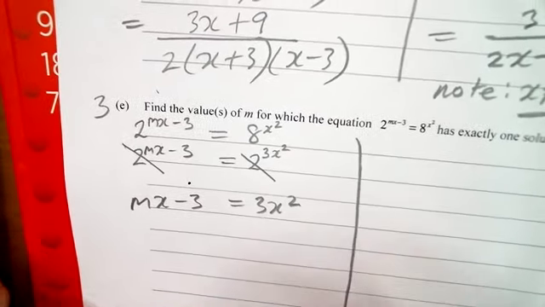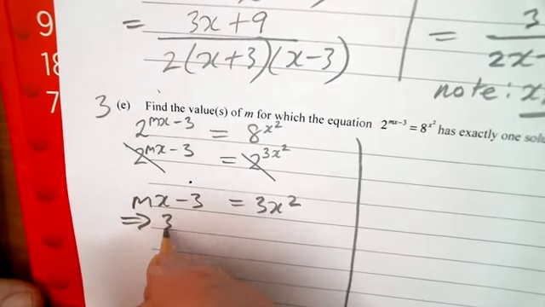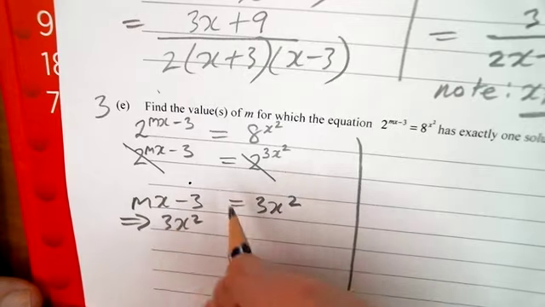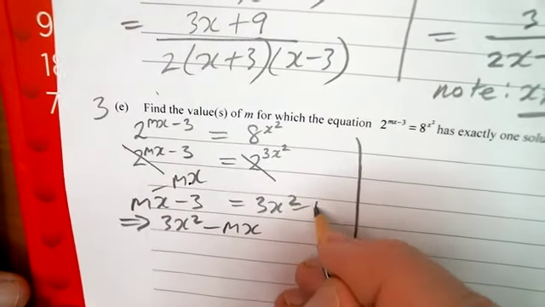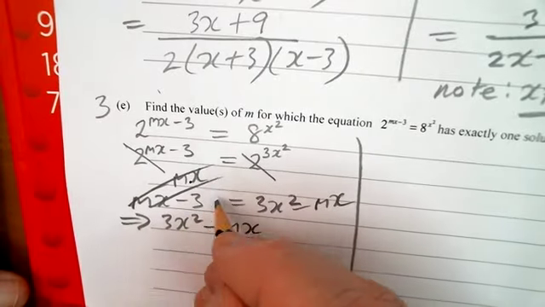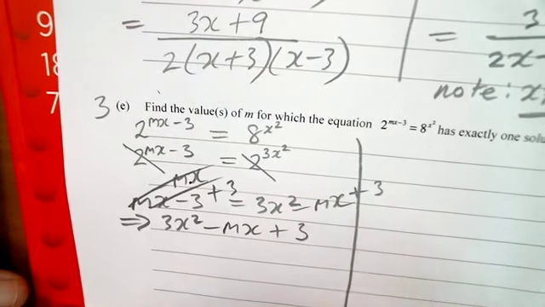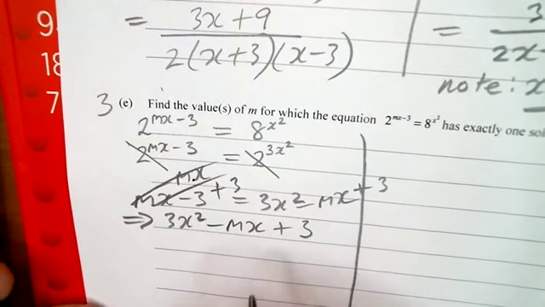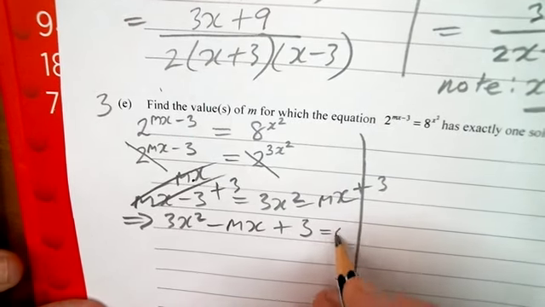So we want to make this just into a quadratic, so that implies we've got a 3x squared, and I'm going to subtract an mx from both sides, and I'm going to add 3 to both sides, and that's where we're going to end up. So there is our equation, which is going to have to equal 0.